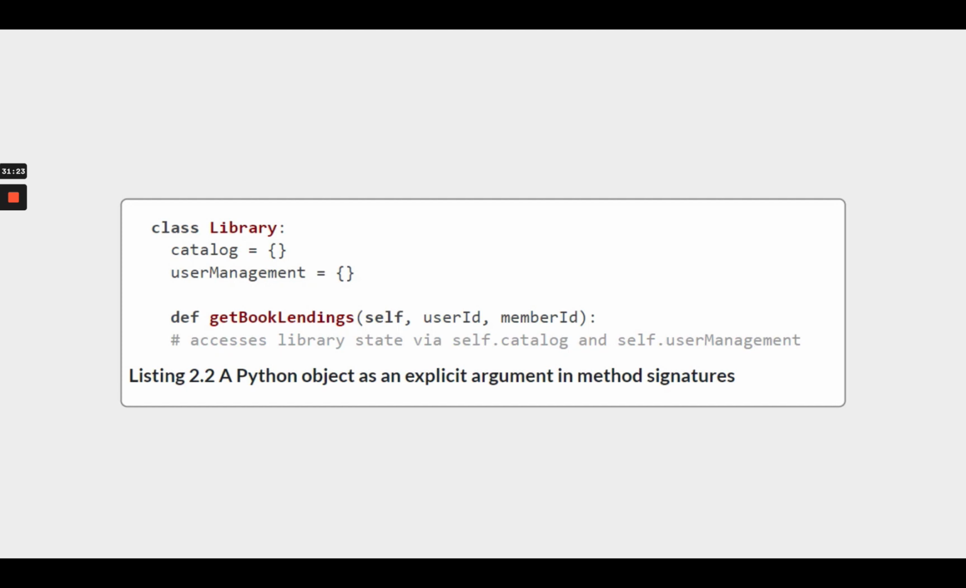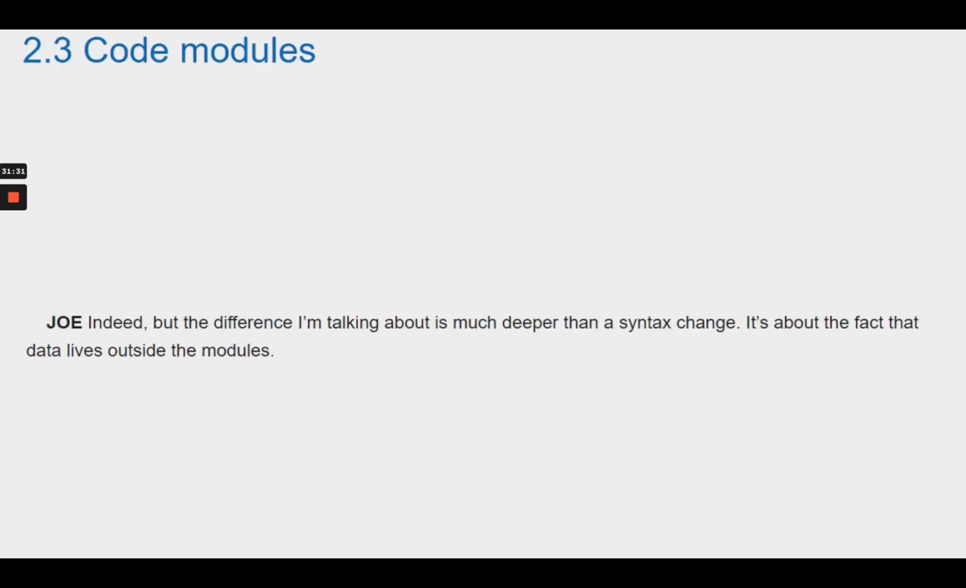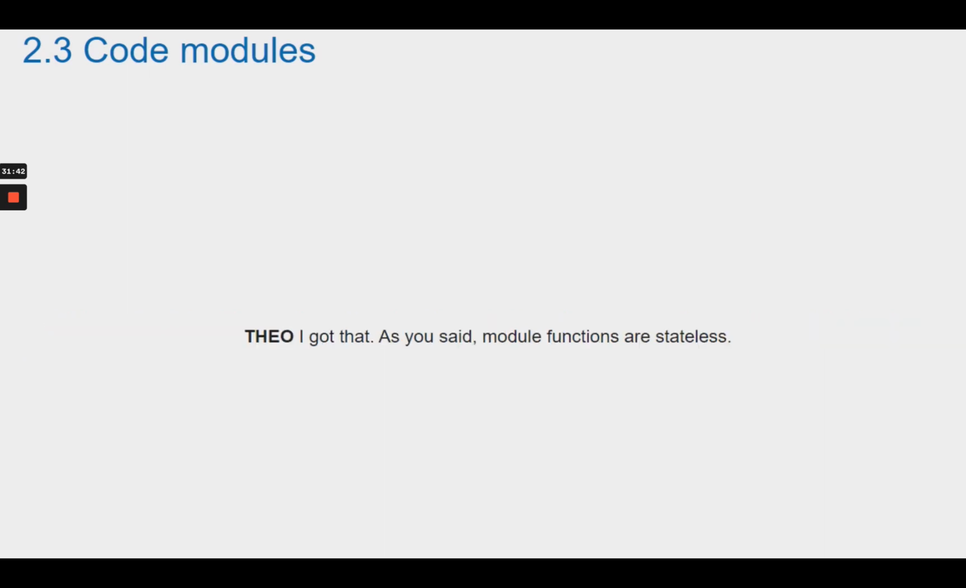Theo: It reminds me of Python and the way the self argument appears in method signatures. Here, let me show you an example. Joe: Indeed, but the difference I'm talking about is much deeper than a syntax change. It's about the fact that data lives outside the modules. Theo: I got that. As you said, module functions are stateless. Joe: Exactly. Would you like to try and apply this principle across the whole library module?